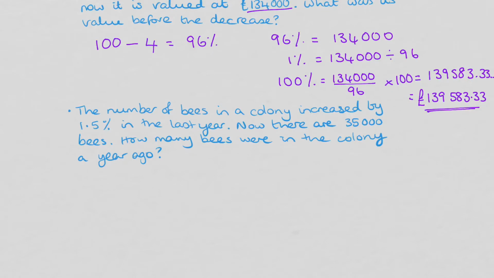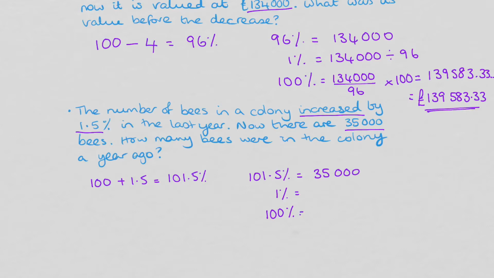The number of bees in a colony increased by 1.5% in the last year. Now there are 35,000 bees. How many bees were in the colony a year ago? So we've got the opposite situation here. We've increased by 1.5%. So we did have 100%. It's increased by 1.5%, which gives us 101.5% now. And our 101.5% is 35,000 bees.